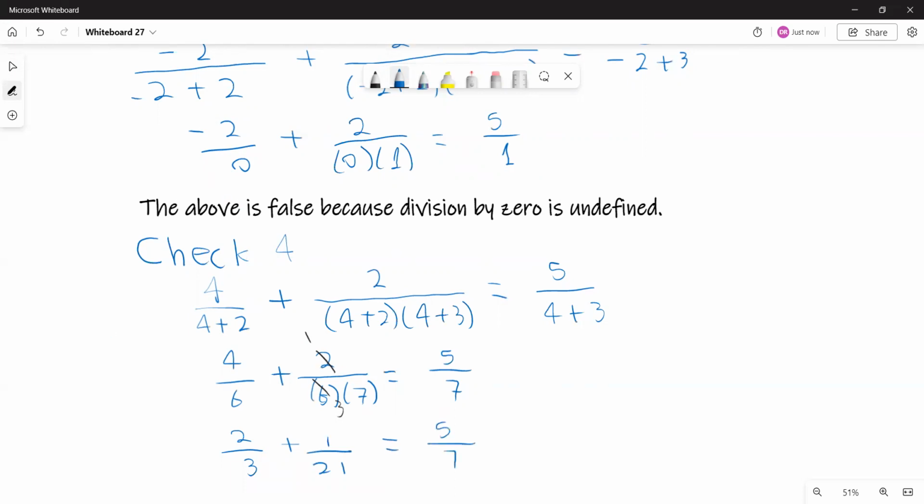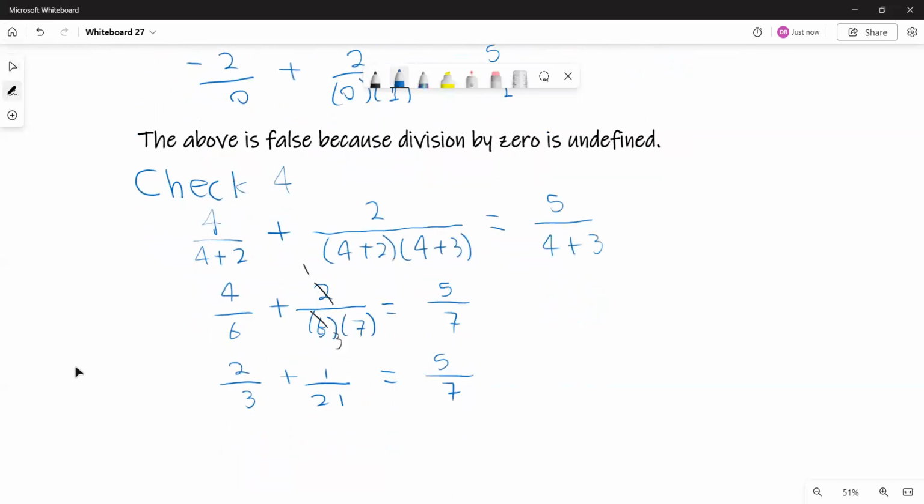equals 5 over 7. So 2 over 3 plus 1 over 21, the common denominator is 21. So that's 14 plus 1, which I'm just going to write on the side. That's 15 over 21 equals 5 over 7. And indeed, we can reduce this fraction to 5 over 7. So this is true.